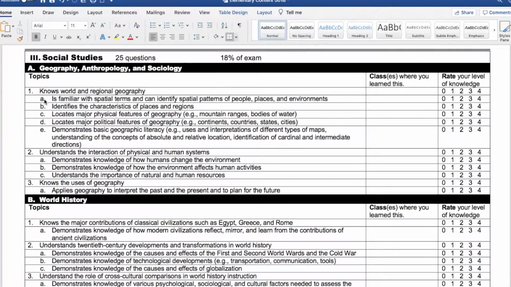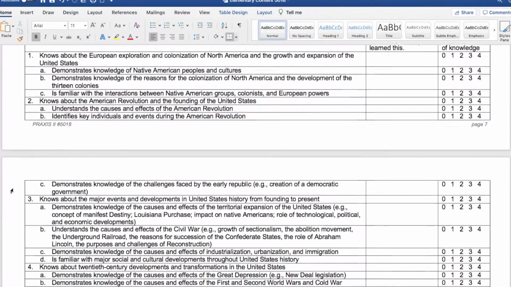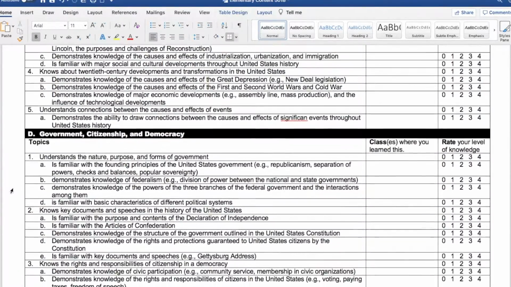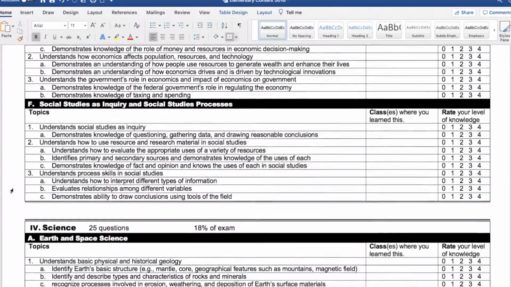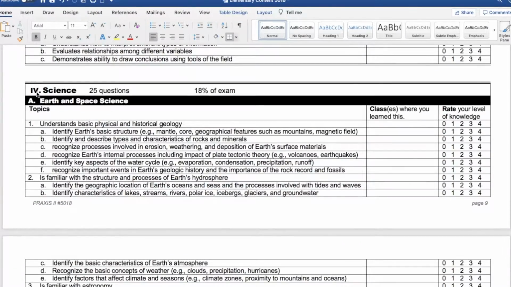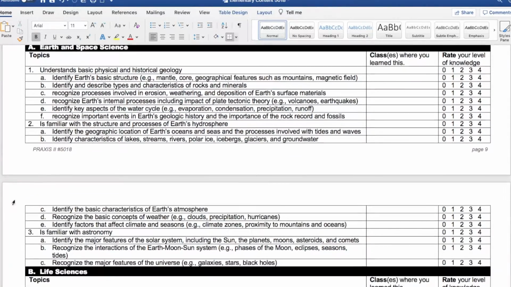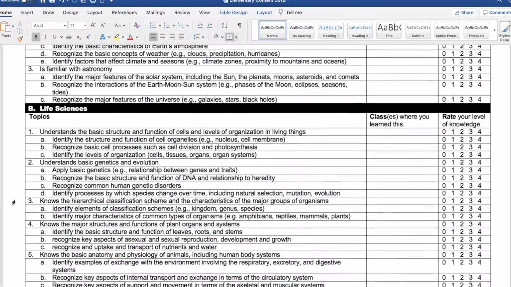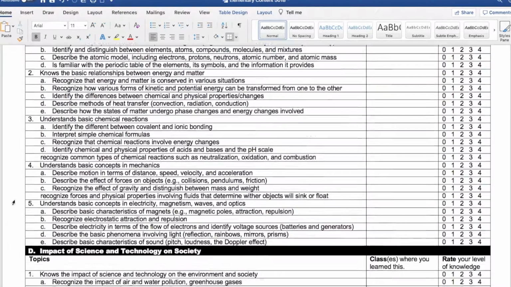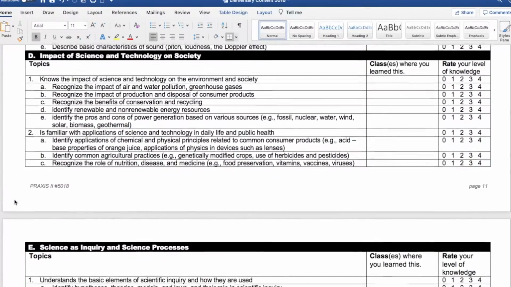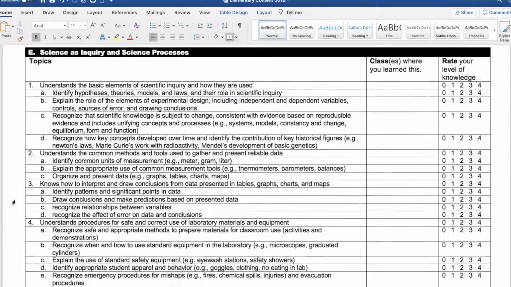Social studies, all of those things, 25 questions is 18% of the exam. And then all of the concepts within social studies. And then the last portion is going to be the science. So that's 25 questions and it's also 18% of the exam. And so just knowing all of those things, it's a 12-page document. It's a lot to know, but it's a really good resource. And I really hope that every school has this for you.